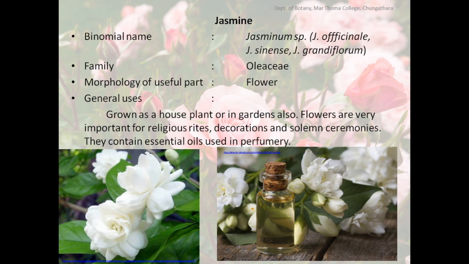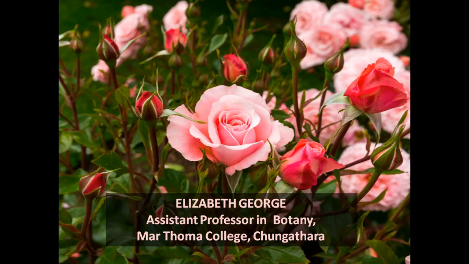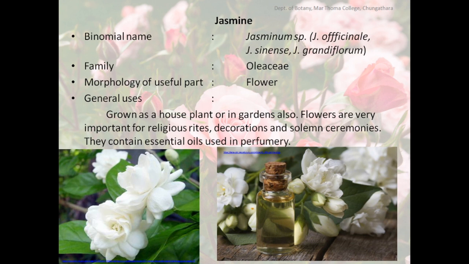There is no home without a single jasmine plant in Kerala. Binomial name is Jasminum species, which includes Jasminum officinale, Jasminum sinense, or Jasminum grandiflora. You need to know either or any one of the binomial names. It belongs to the family Oleaceae, and here also the flower is used. So it is commonly grown as a house plant, also seen in gardens. Various species of jasmine are cultivated all over our place.